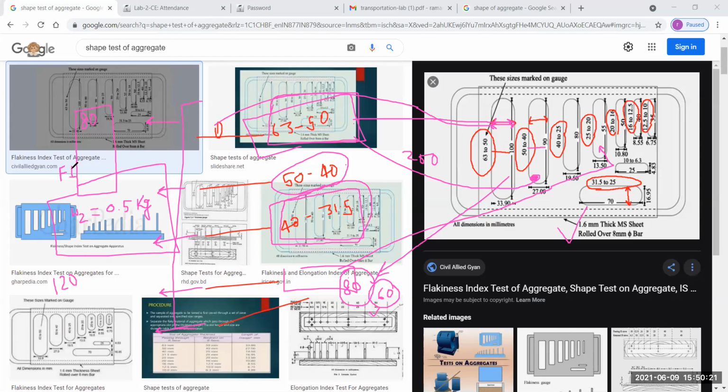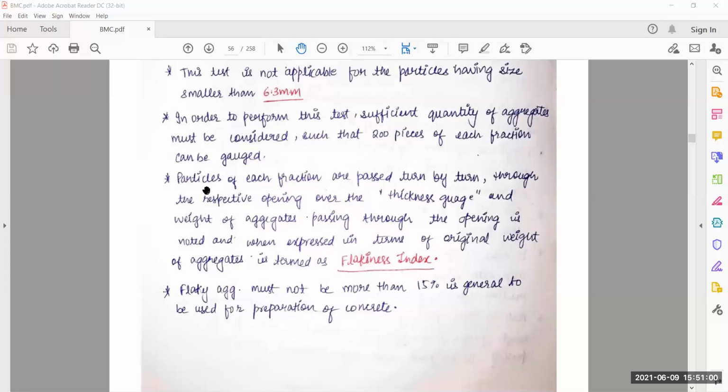We find crushing index, impact aggregate value, Los Angeles abrasion value, all these things. Here we find the flakiness index value, FIB, as W2 by W1 into 100. W2 is given, W1 is given, you just multiply all the things and you find your flakiness index value.